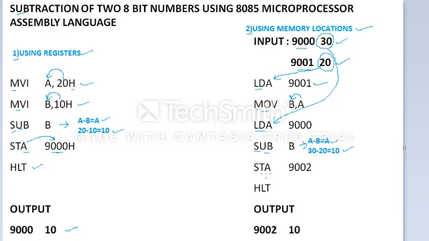That accumulator can be stored in a specified location. Like I'm using here STA 9002. So the accumulator answer 10 is stored at 9002, and we'll halt the program by using HLT. And here in the output in 9002 we are getting the answer, which is again an 8-bit hexadecimal number, which is 10.